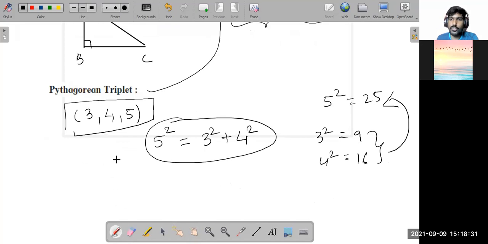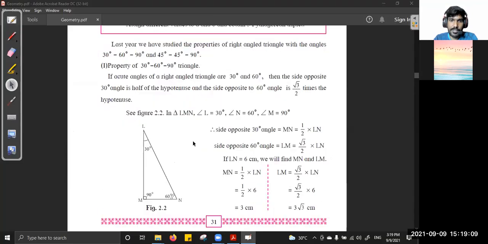There is a rule to check whether it is a Pythagorean triplet or not. The square of the biggest number should be equal to the sum of the squares of the other two smaller numbers. That is the rule you have to use to check whether a given set of three numbers is a Pythagorean triplet or not. If it is, then you say it is a Pythagorean triplet. If it is not, you say it is not a Pythagorean triplet. So let's see some examples.